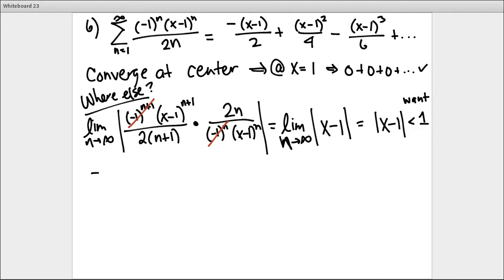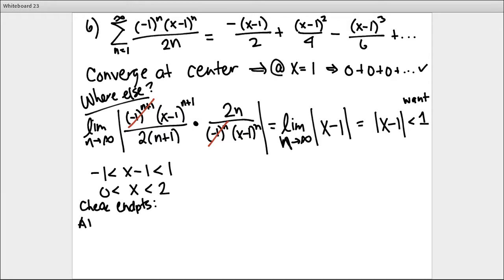To remove the absolute value, you just put them in between the positive and the negative. And then you add 1 to both sides, or all 3 sides, I should say. And you get that this interval is from 0 to 2. Now, you absolutely must check your endpoints, because we might include them, and we may not.